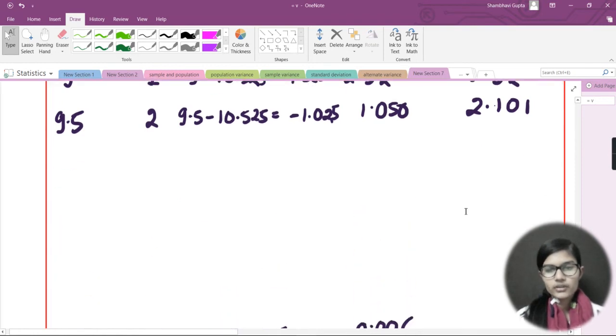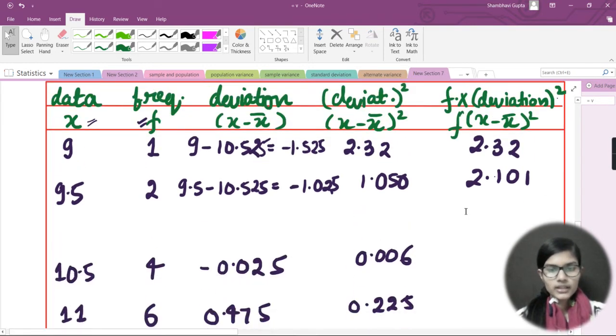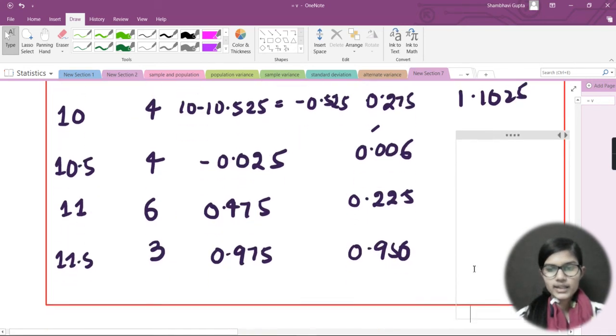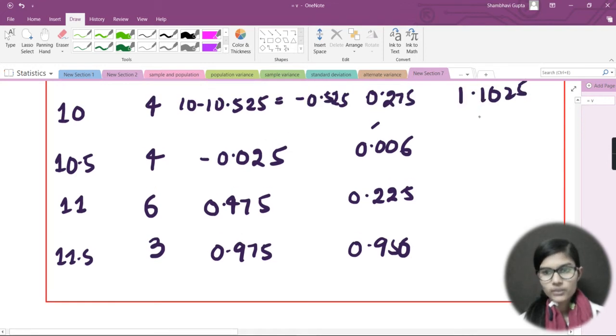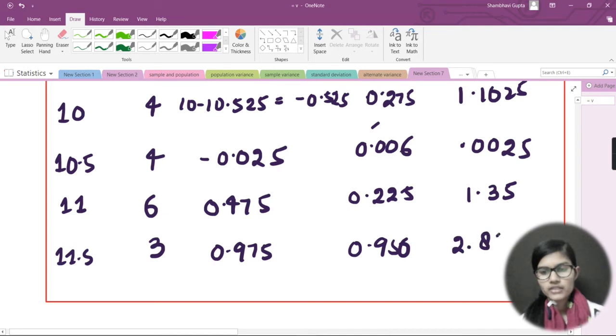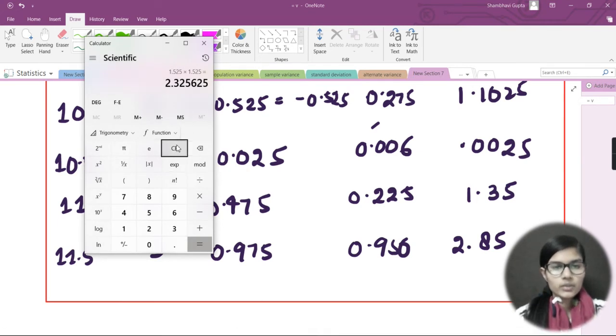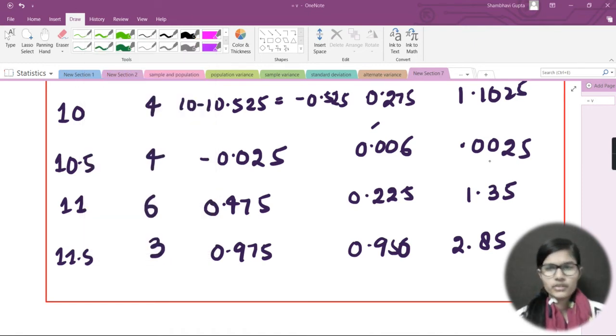Let's go down and do the same thing for every one of the numbers. Here I do 4 into 0.006, and it results in 0.0025. Then it gives 1.35, and then 2.85. Now let's verify one of the above. Here is my calculator, and I write 4 into 0.006, and yes, it gave me 0.0025. That's fine, totally fine.